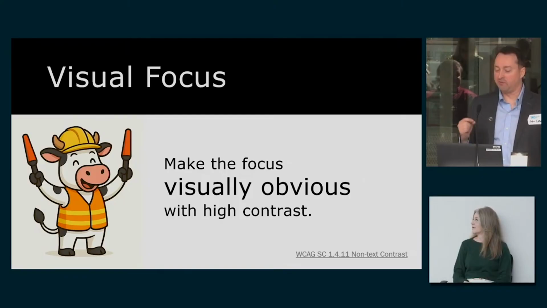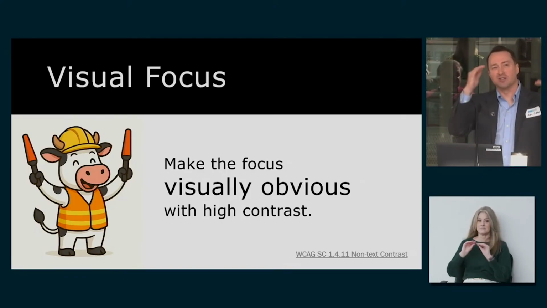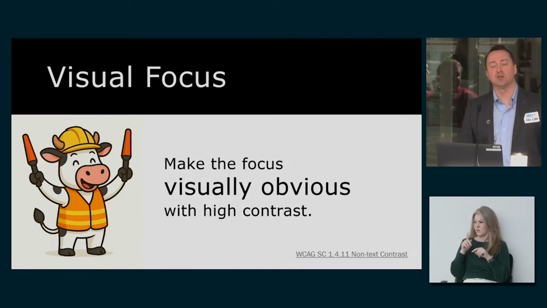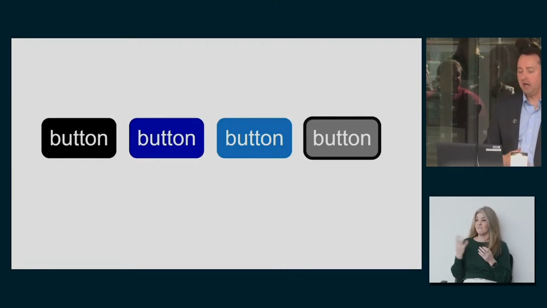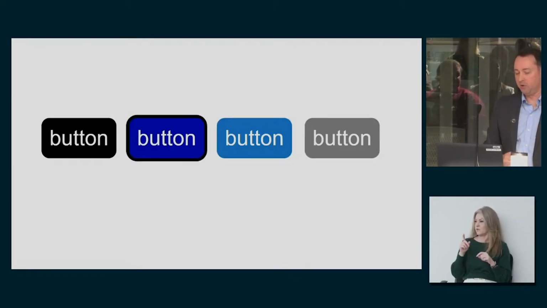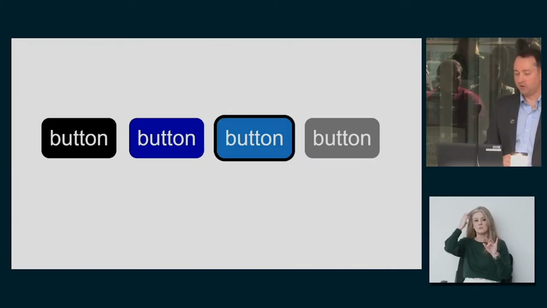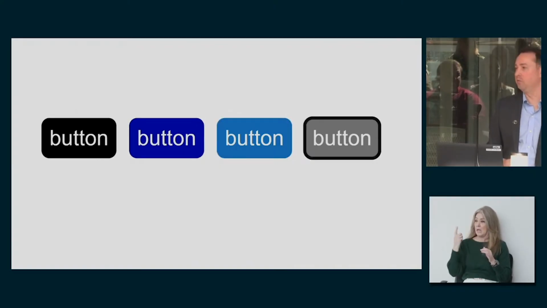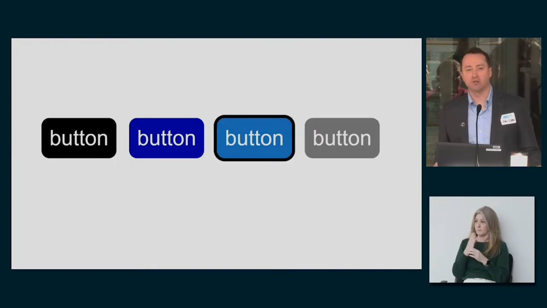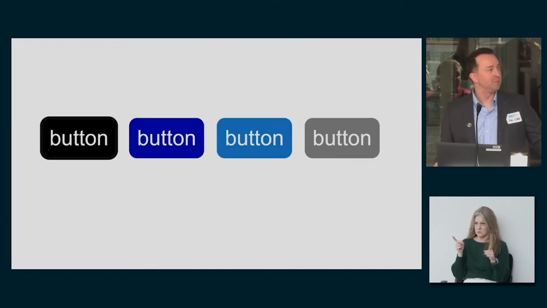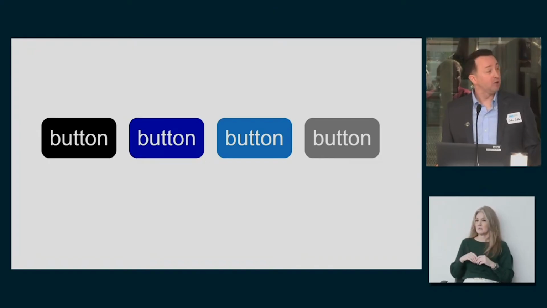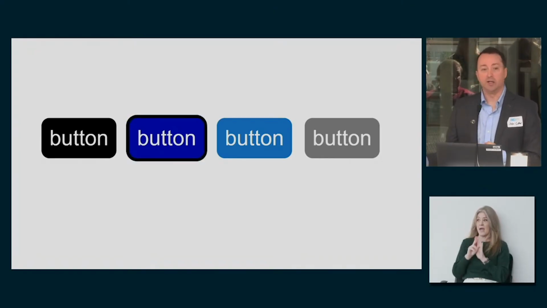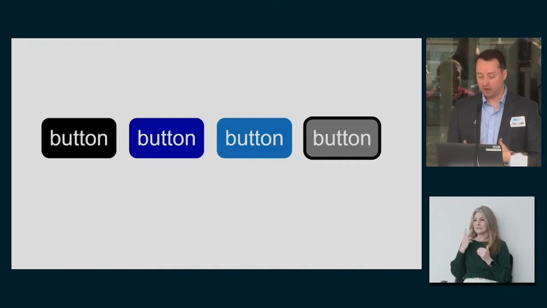So make the focus visually obvious. What good is the focus when you can't really see it so well, right? So here's an example of that. I've got 4 buttons, and as I'm tabbing through these buttons, when the focus is on this black button and this dark blue button, it's really hard to see that focus, right? Probably with this glare in this room, it's probably even more difficult to see. But with the lighter background color buttons and a black outline, it's easy to see that. That's because they have a high contrast.